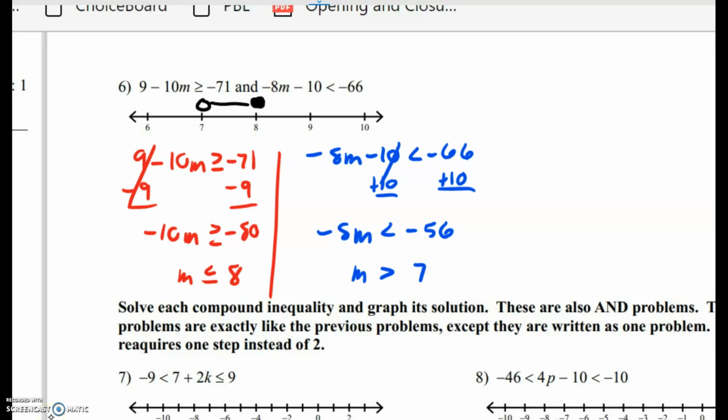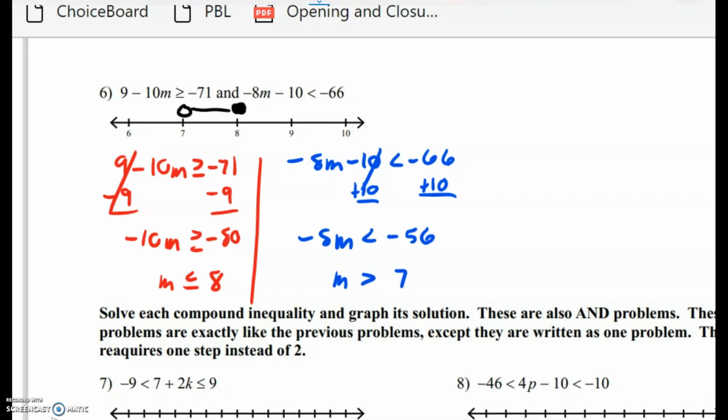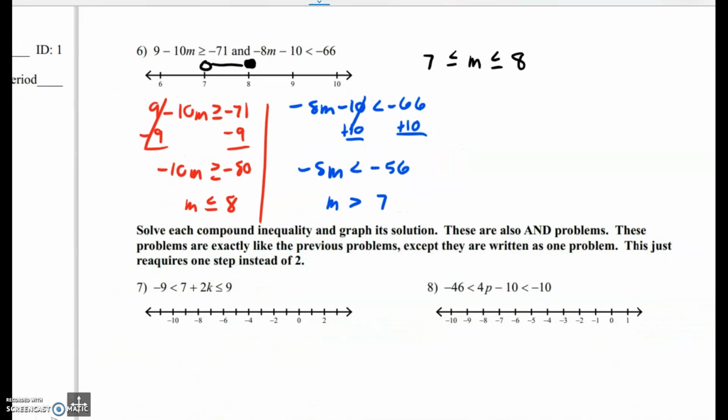Alright, for the first inequality, I got m is less than or equal to 8. And for the second one, I got m is greater than 7. And you can see my graph at the top. Now I'm going to write my solution. So let's just practice that one more time if you haven't got your answer written down. Your solution needs to look like this. So the smallest number is 7. The largest number is 8. m is everything in between. So I'm going to put m in between those two numbers. And then you can put your less than or equal to signs, showing m is greater than 7 and less than or equal to positive 8. Alright, that's number 6, compound and.